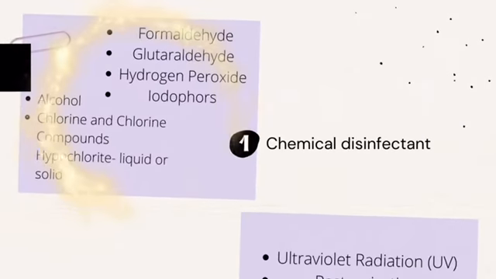Chemical disinfectants: alcohol, for example methyl alcohol, ethyl alcohol. Chlorine and chlorine compounds, for example hypochlorite, liquid, for example sodium hypochlorite, or solid, for example calcium hypochlorite. Formaldehyde, we have liquid formaldehyde and gaseous formaldehyde. Glutaraldehyde, hydrogen peroxide, and iodophores.